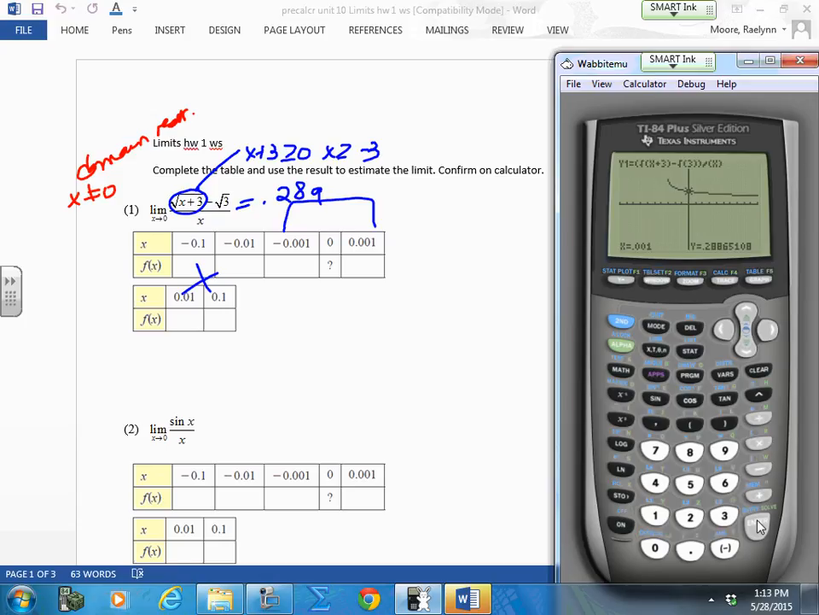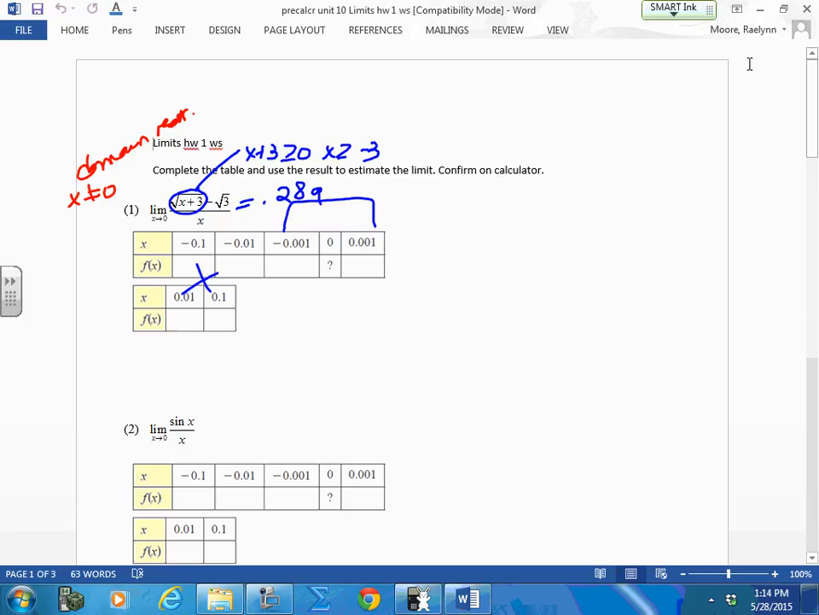You're looking graphically, can I remove this point? Sometimes it's a jump. You cannot remove it. You say the limit does not exist. When it does converge to the same point, then I have a limit.